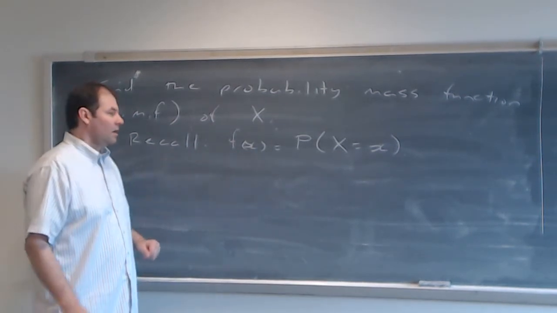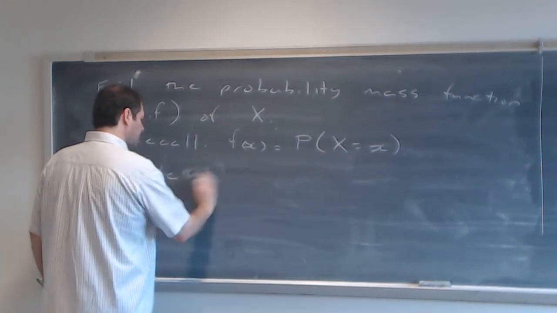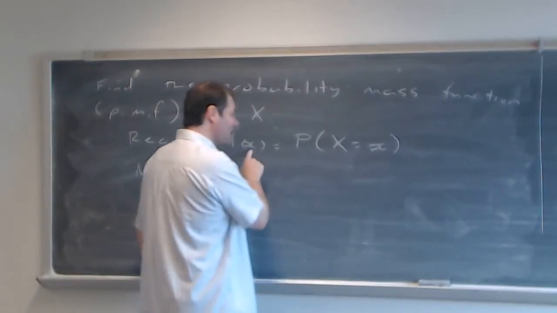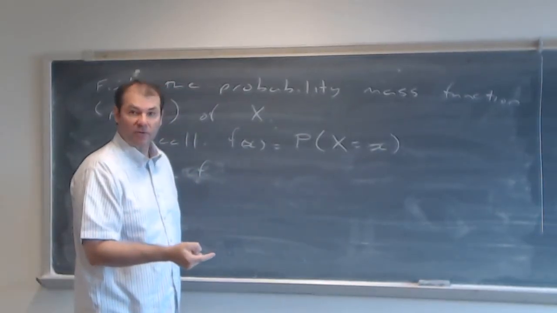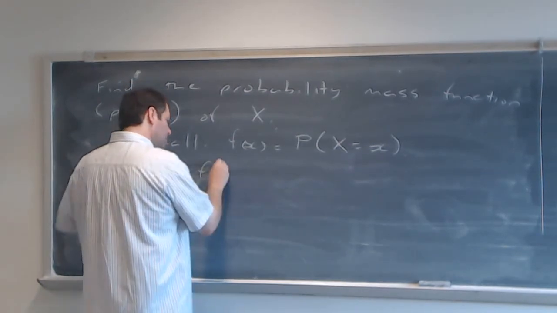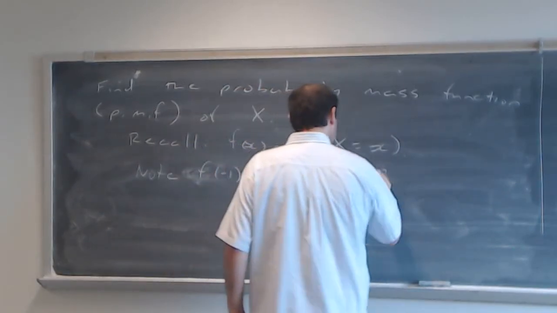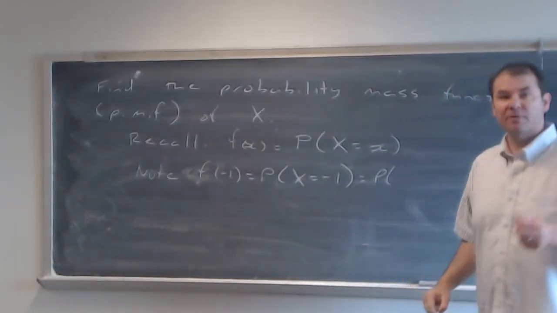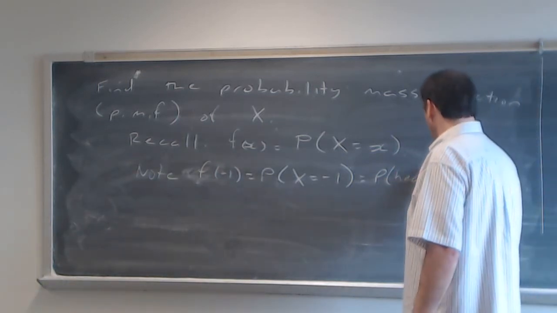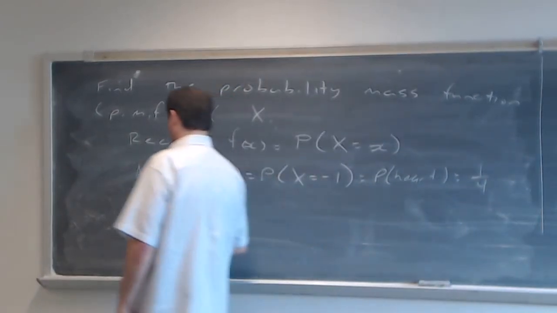When isn't it 0? Note f of x is not 0 when little x is equal to one of the output values. So what was one of the output values? Well, the smallest one was -1. So what's f of -1? Well, that's the probability that X is equal to -1. How did X become -1? That means that you were choosing the card, and what you chose was a heart. And what's the probability you choose a heart? Well, it's 1/4. So f of -1 is 1/4.